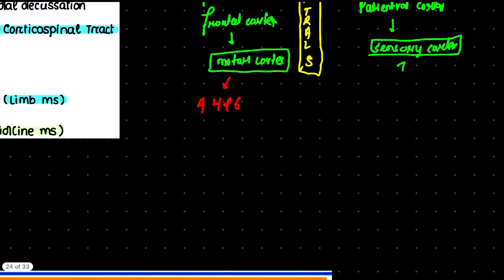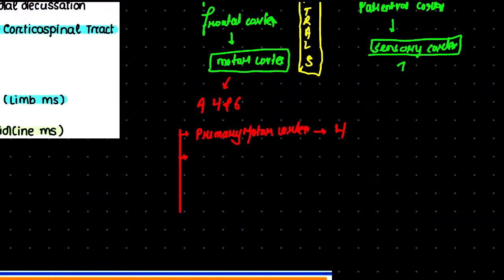Now our motor cortex is also divided into several regions. The first one is our primary motor cortex. This primary motor cortex is located at Brodmann area 4. It controls the final execution of motor movement.